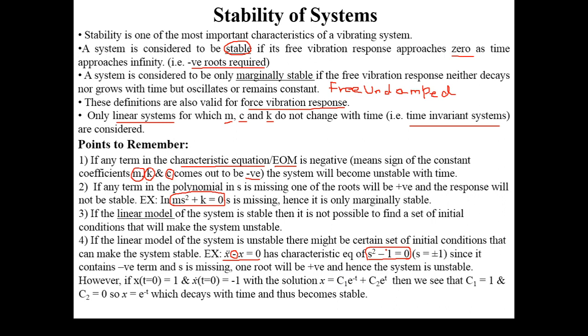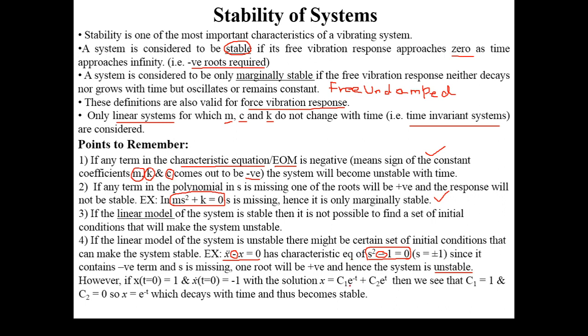S, the term s raised to power 1 is missing, and also there is a negative sign appearing in this equation of motion, or the characteristic equation. So by virtue of point number 1, we can say that this system will be unstable. And since one term is missing in the polynomial of s, one root will be positive, by the statement of point number 2. So this system will be unstable in time.